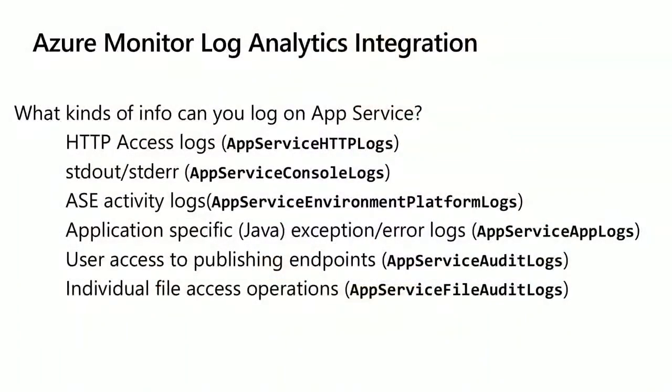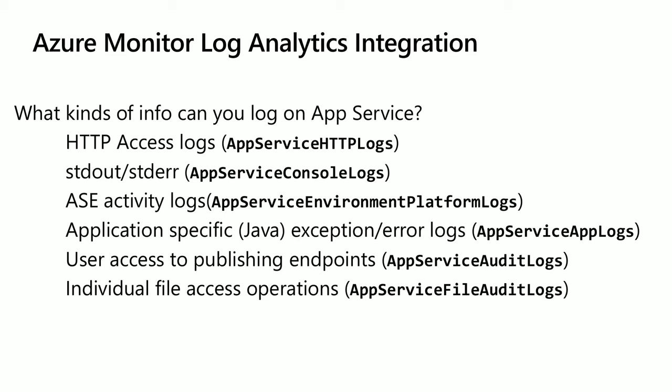The App Service app logs table is a place that we're using to send well-formatted exception and error log information for specific languages. And I'll show you an example of what that looks like for Java on Linux, which is the one option that we have hooked up right now.